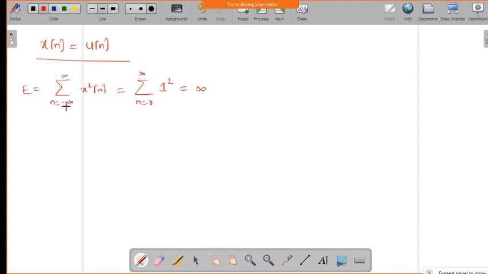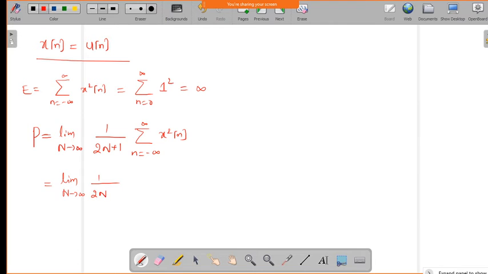So, now we can find out whether it is a power signal or not. So, that we can use the limit n tends to infinity 1 over 2n plus 1, summation n equal to minus infinity to plus infinity, x square of n. Now you can substitute this x square of n, limit n tends to infinity 1 over 2n plus 1.